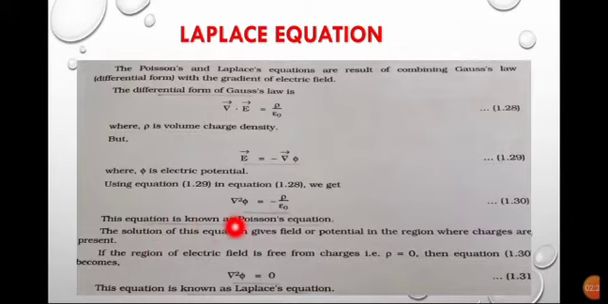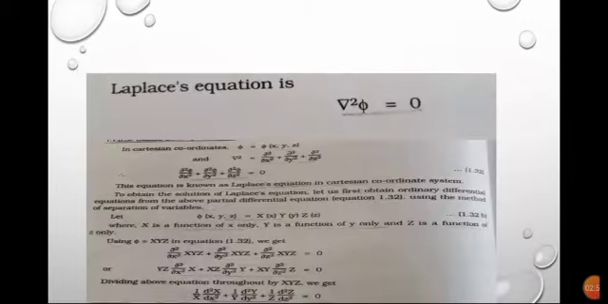The solution of this equation gives field or potential in the region where the charges are present. If the region of electric field is free from charges, that is rho is equal to 0, then this equation can be written as del square phi is equal to 0, and this is known as Laplace equation, where the charges are absent. So Laplace equation is del square phi is equal to 0.